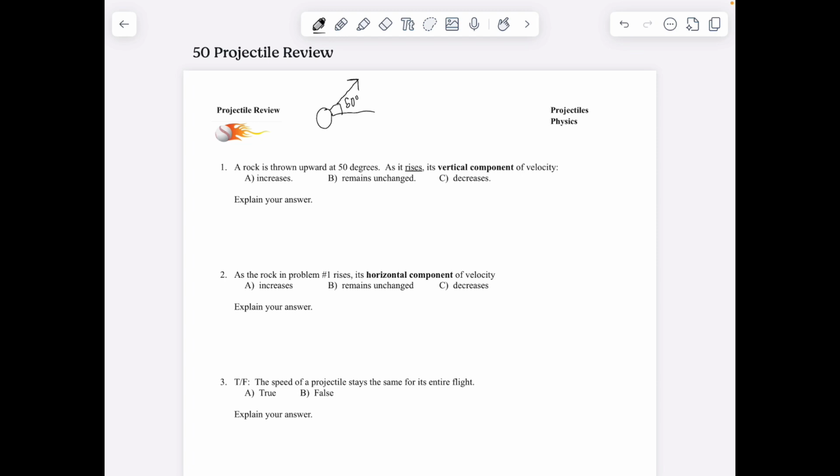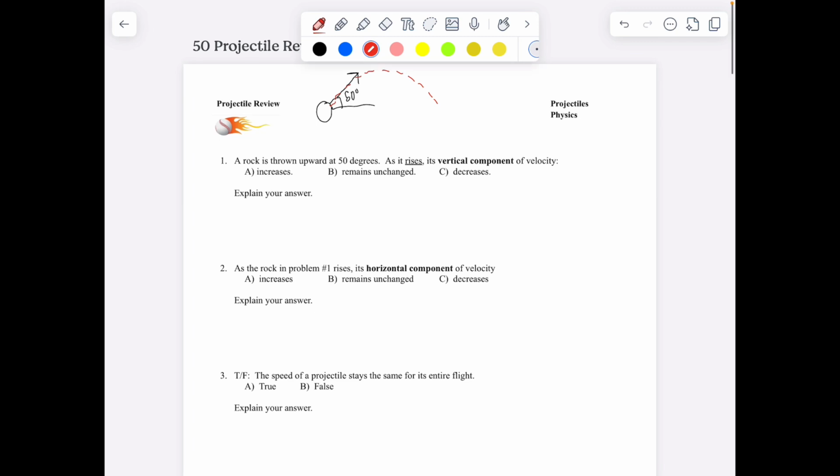We know the path of this rock. It's going to look something like a parabolic arc, right? As it is rising, as it is moving upwards, what is going to happen to that vertical component of the velocity? Is that velocity in the y direction?